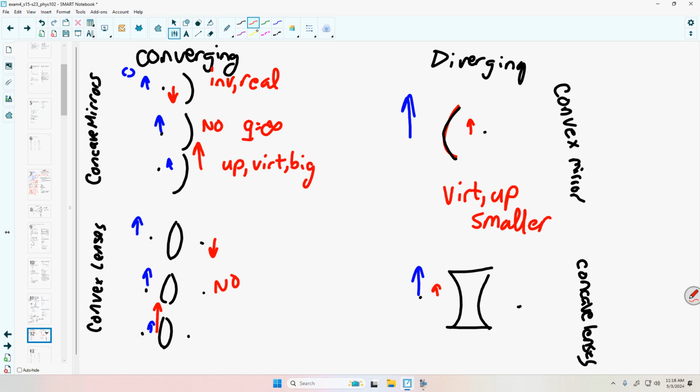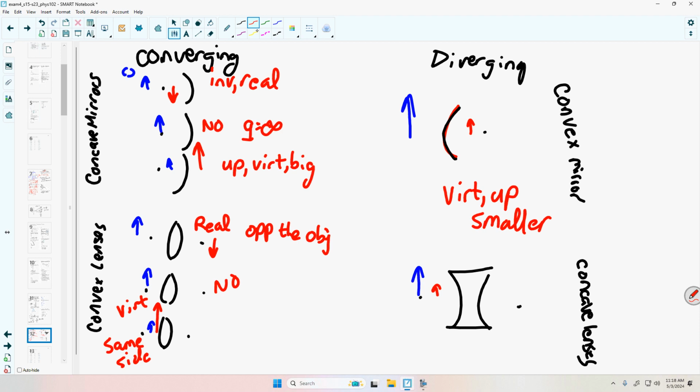For lenses, this is where you get real images. This is where you get virtual images. Same, opposite the object, same side as the object. For us, we'll always have the object on the left-hand side of the lens or mirror. That's always, the light is always coming from the left.